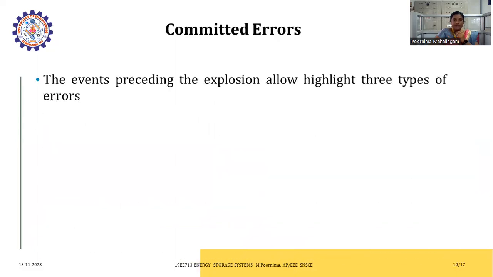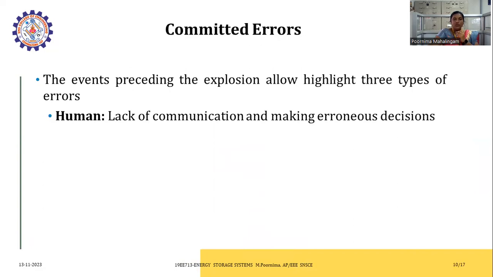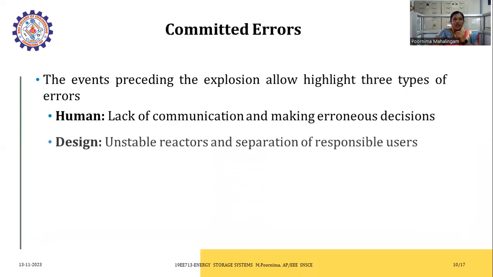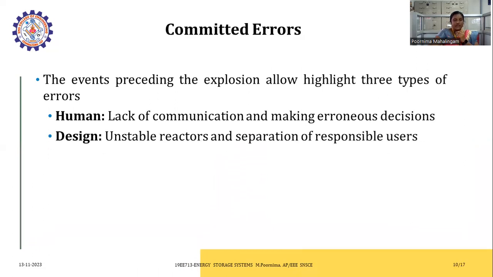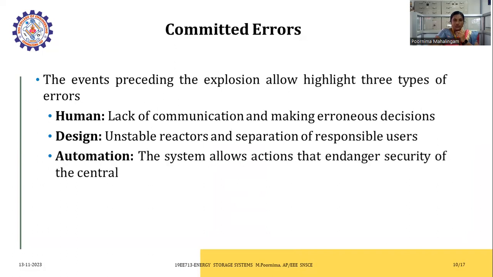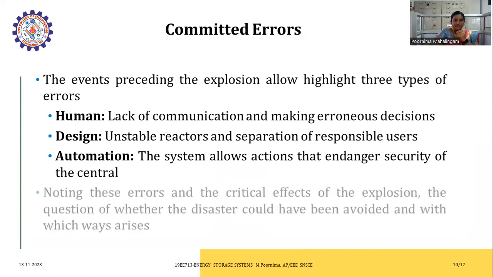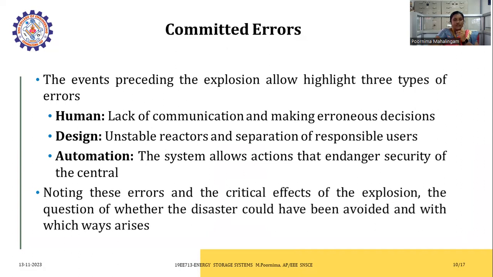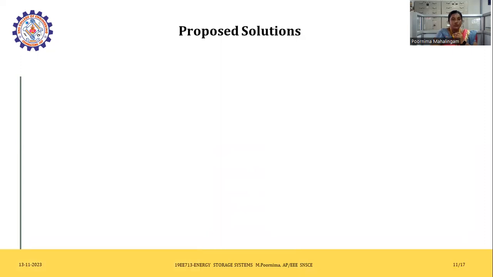What errors were committed? The events producing the explosion involve three types of error. The main one is human error: the lack of communication and making wrong decisions. The next one is design: unstable reactors and separation of the responsible users. And the third one is automation: the system allows actions that endanger the security of the center. Given these errors and the critical effects of the explosion, the question arises whether the disaster could have been avoided, and what the proposed solution for the errors is.